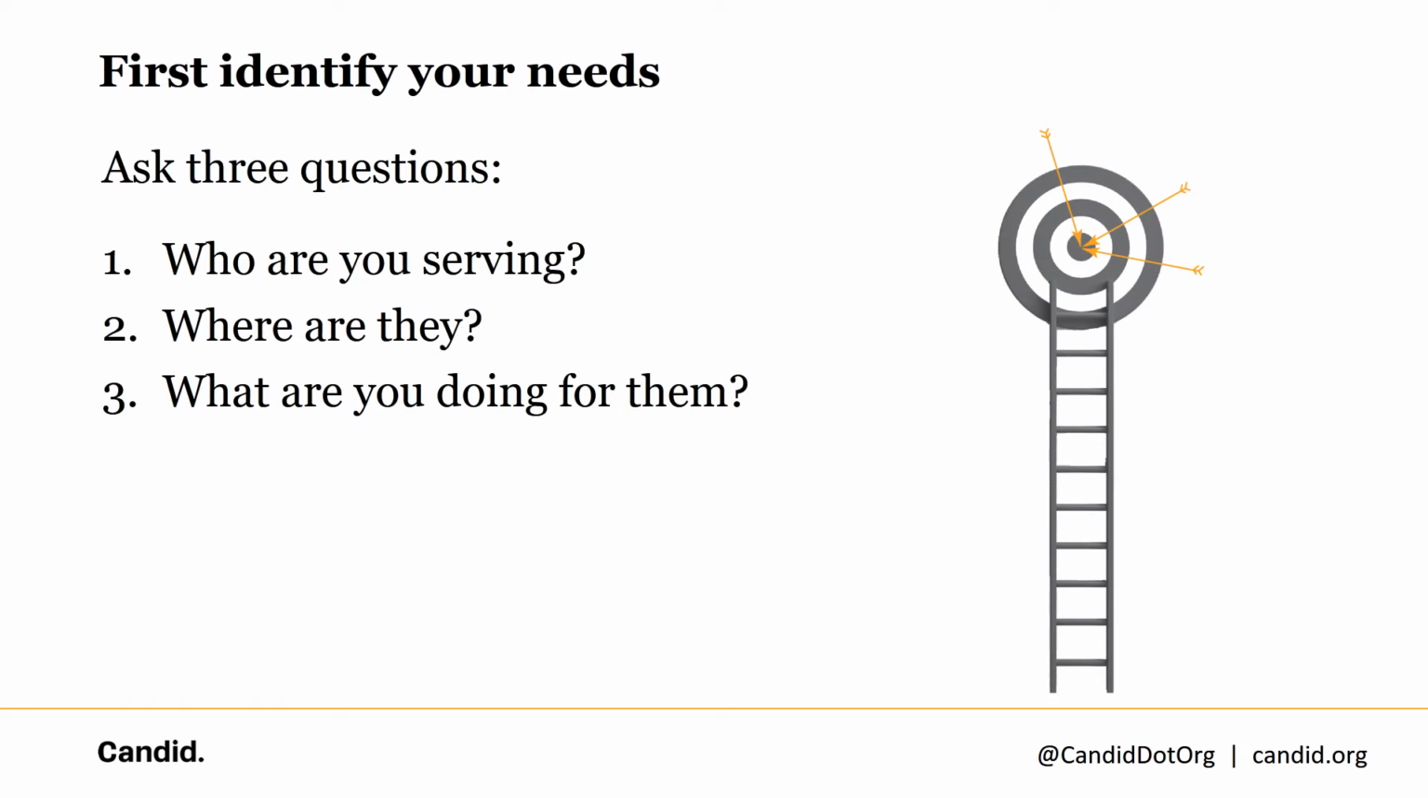The first thing you need to do is identify your needs. So you need to ask 3 questions. Who are you serving? Are you looking at children? Are you looking at elderly? Are you looking at animal welfare? Whatever the topic of the organization or the focus of the organization is what you need to be searching for.